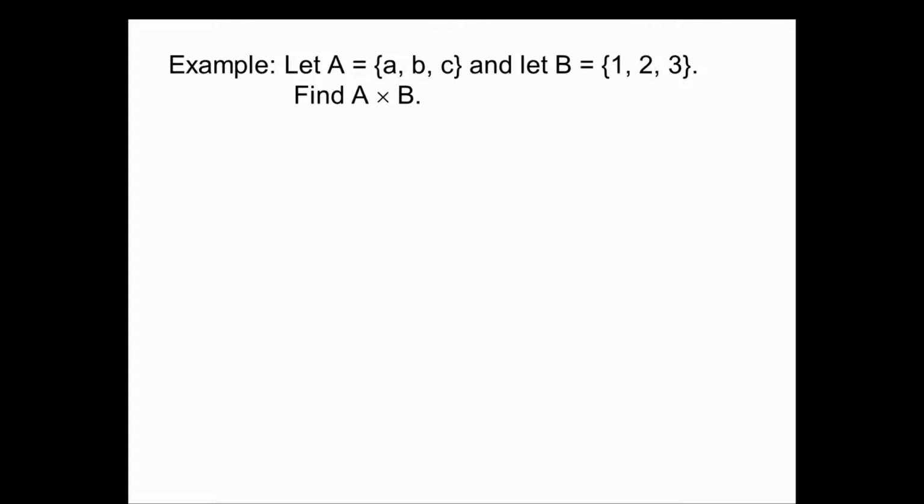So, an example. Let's let capital A be the set that contains a, b, c. I'm going to let capital B be the set that contains 1, 2, 3. We're going to find A cross B. Now, A consists of numbers and B consists of letters. So, no, other way around. A consists of letters, B consists of numbers. So the ordered pair will be a letter followed by a number.